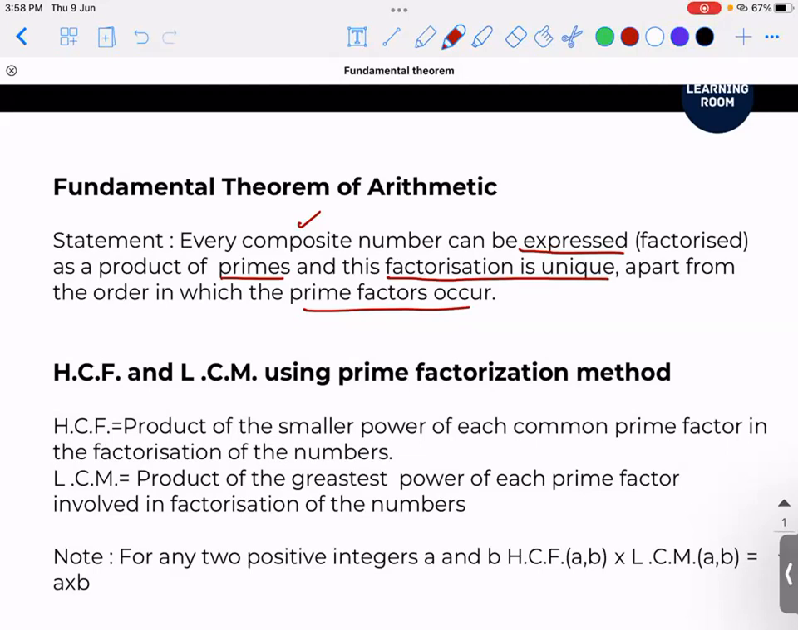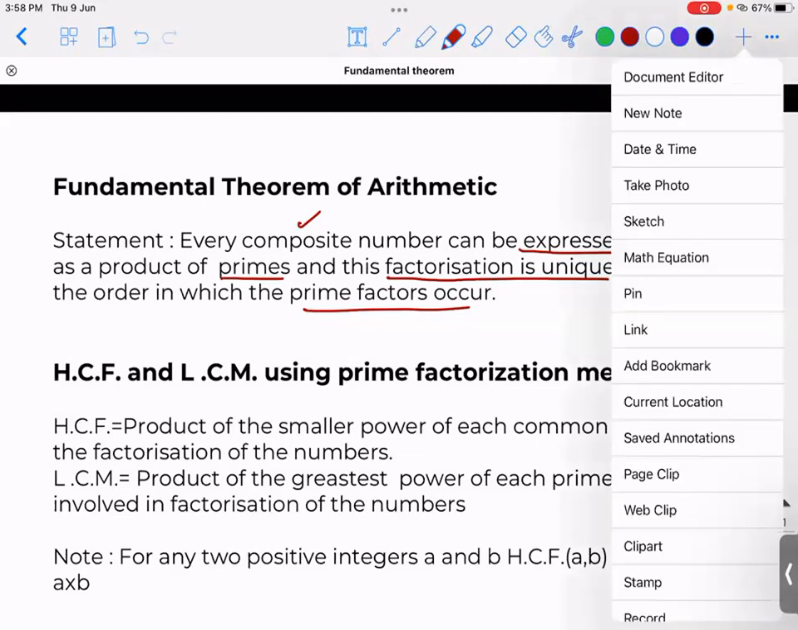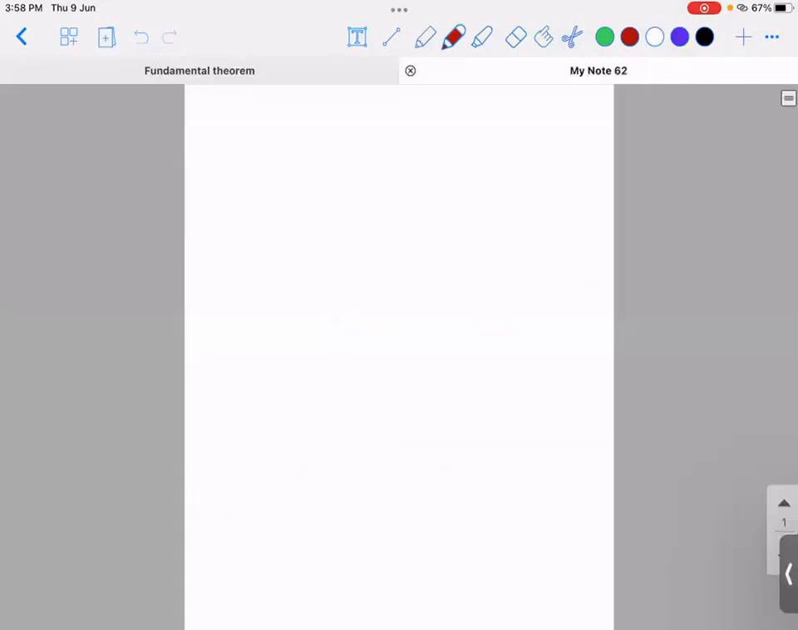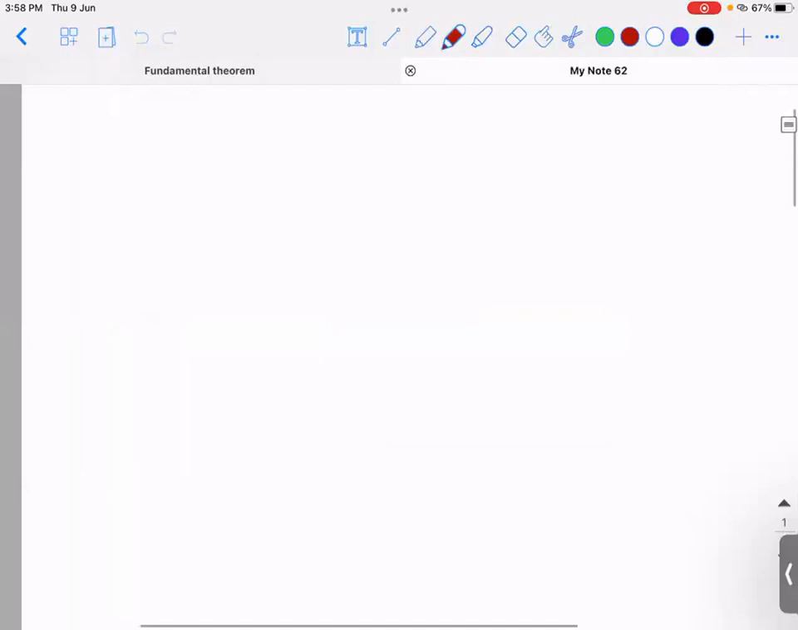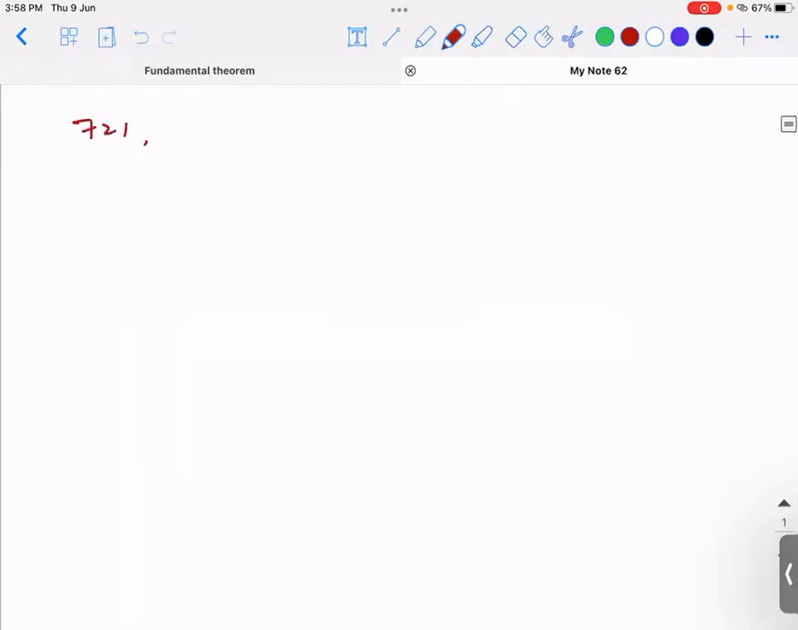$725. 7 to 721 and 595, correct? Okay. Now I ask you to write the numbers. There is a composite number, 721 and 595 are composite numbers, no doubt in that, right? So if I ask you to do prime factorization and write it as a product of primes, can you guys do that? Do it for both the numbers individually and tell me.